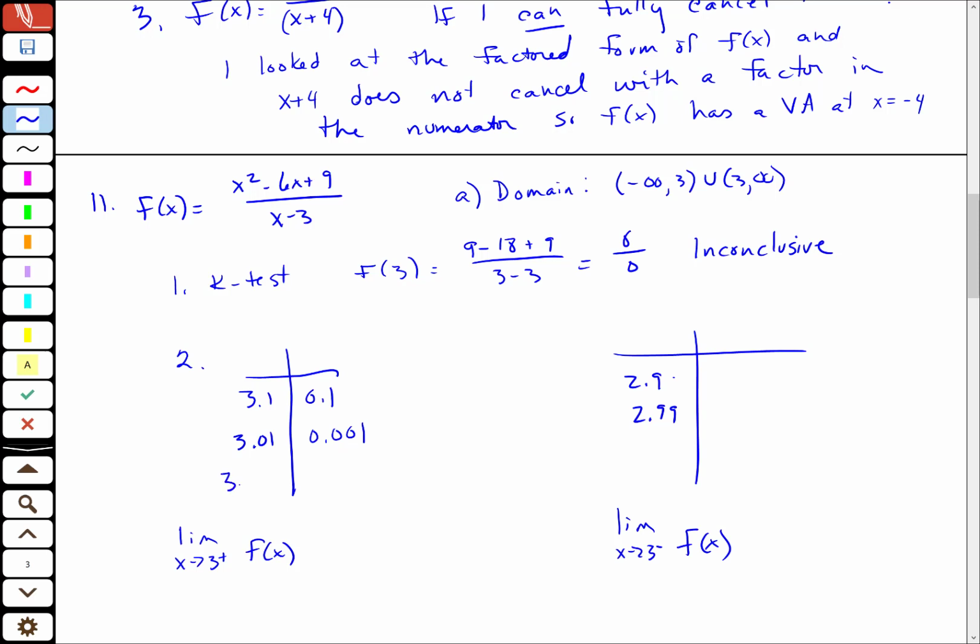I'm going to put in one more number to make sure. I think I exaggerated. This must be 0.01. I'm going to check this one because I'm getting the same answer here. Oh yeah. Okay, so this is what the chart looks like. And I'm going to do it for 2.9.